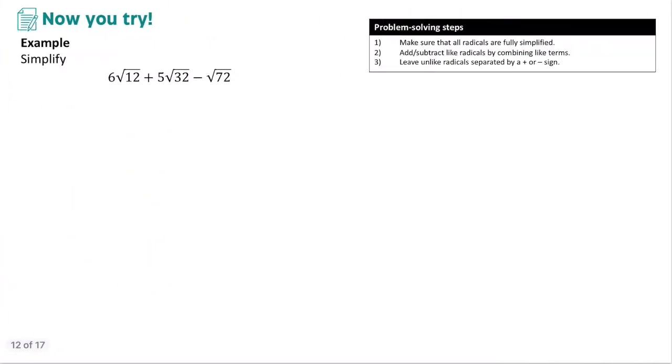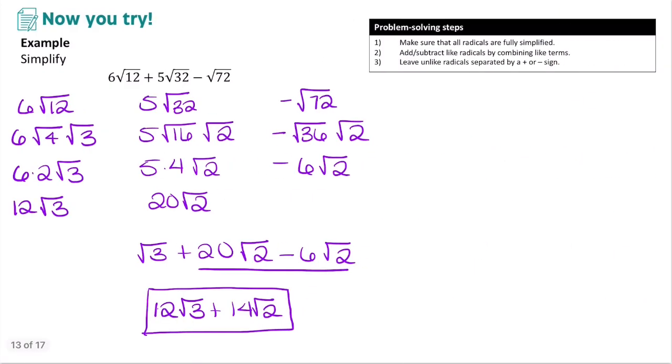So now you can go ahead and pause the video and try doing this example on your own. So first, remember we simplify everything. So the square root of 12 becomes the square root of 4 times the square root of 3. So when I do this, I get 12 times the square root of 3.